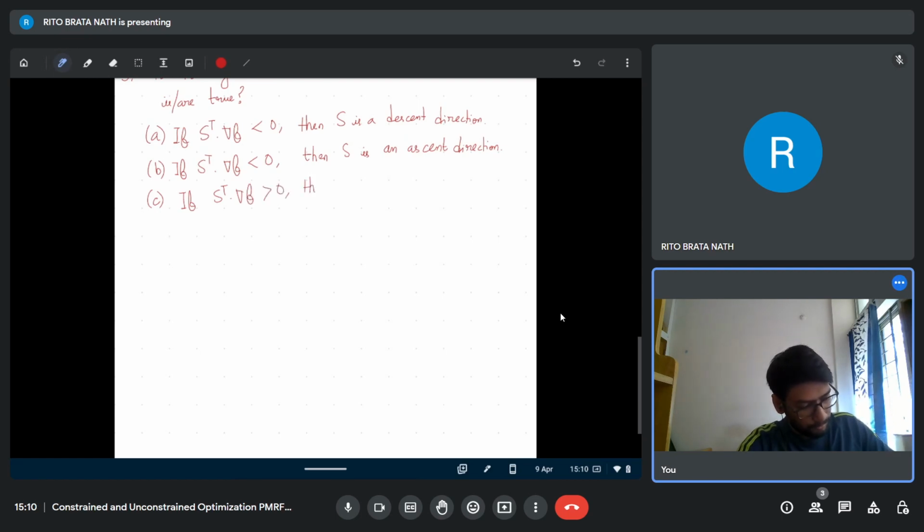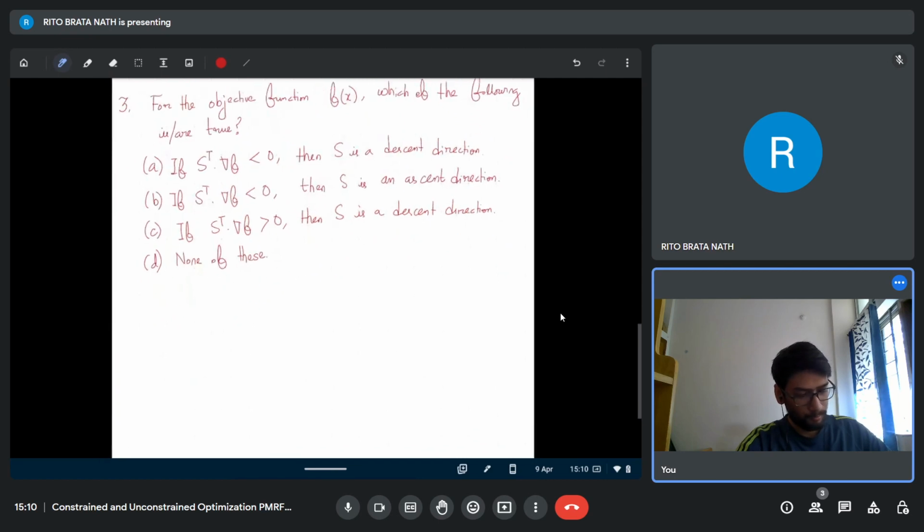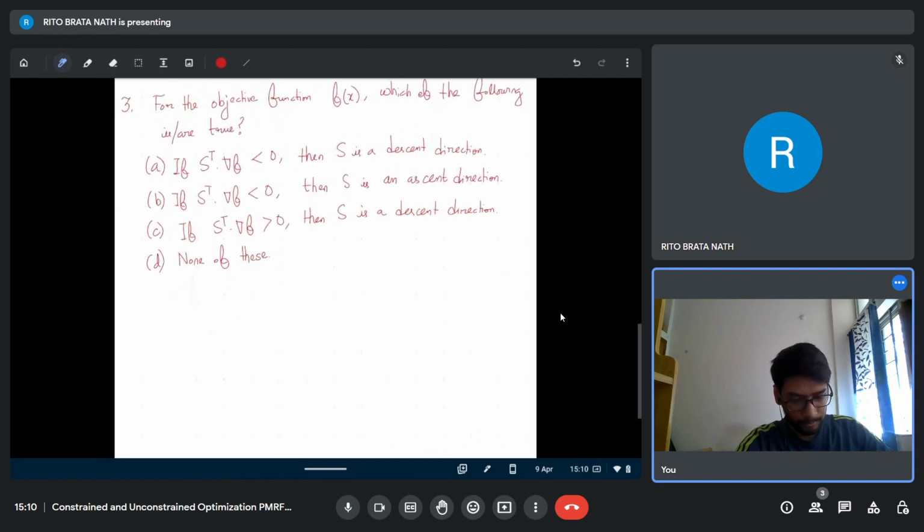Then S is a descent direction. And option D is none of this. Okay, so we check.